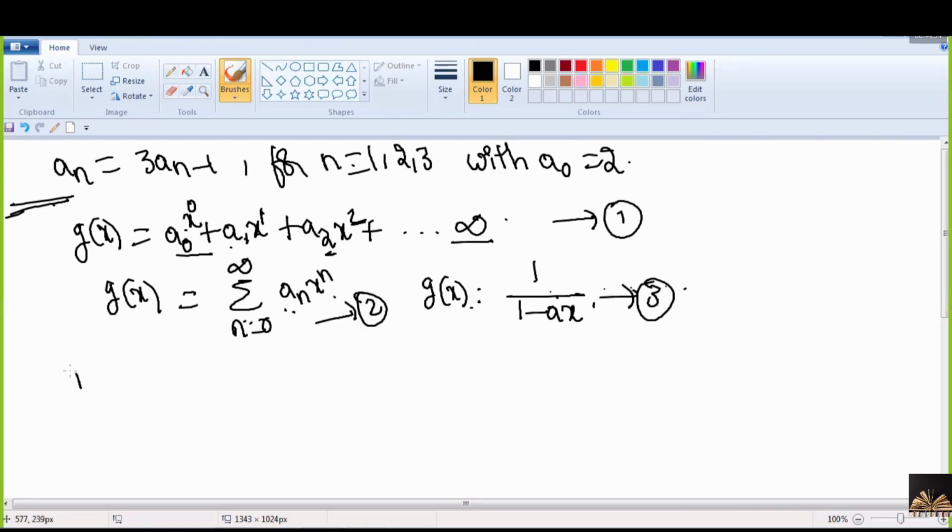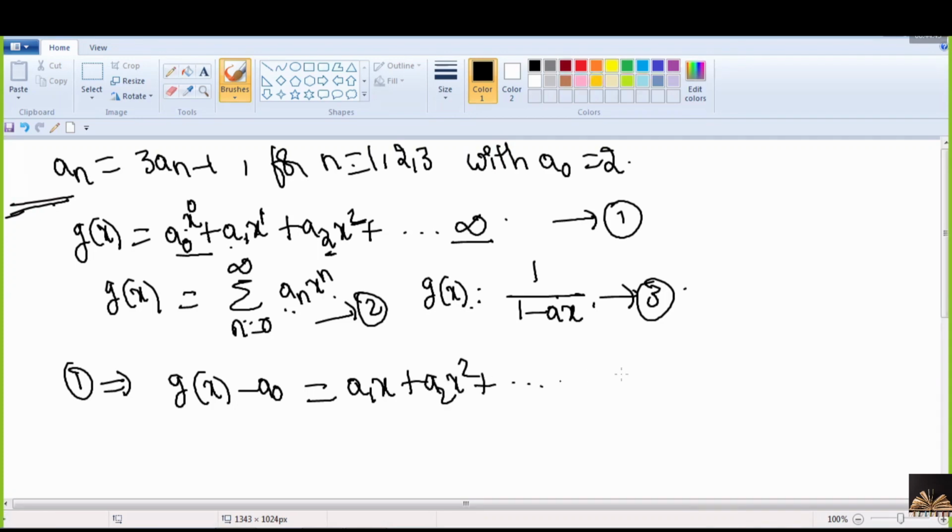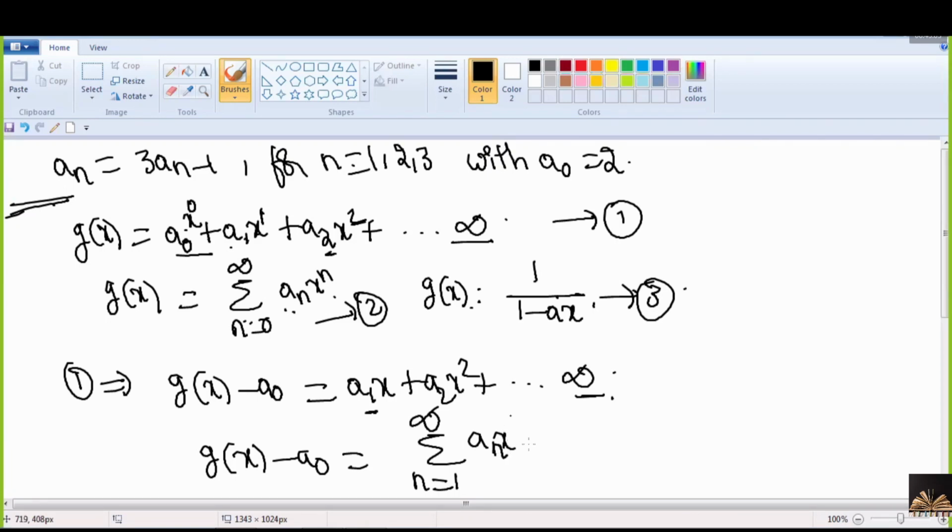I can rewrite the first equation: when you move the first term to the LHS, it becomes g of x minus a0 equivalent to a1x plus a2x square and so on up to infinity. Here the lower value is 1 and the upper value is infinity. Therefore, it can be written as g of x minus a0 equivalent to summation of n equal to 1 to infinity an into x power n. Let it be equation number 4. All these 4 you need to remember to solve your recurrence relation.